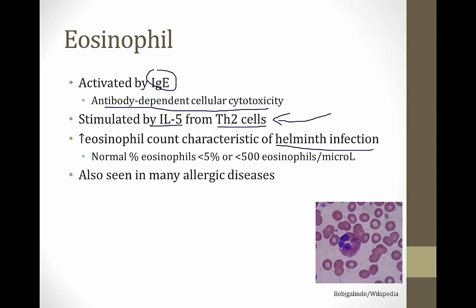Normally, eosinophils are less than 5% of your white cells, or less than 500 eosinophils per microliter. The percentage of white cells goes up when patients are infected by a worm or a helminth. You will also see elevated levels of eosinophils in many allergic diseases.